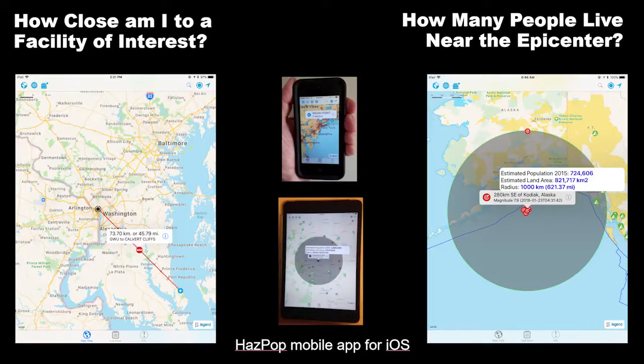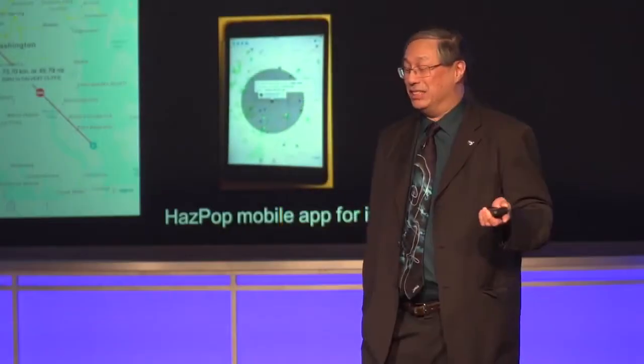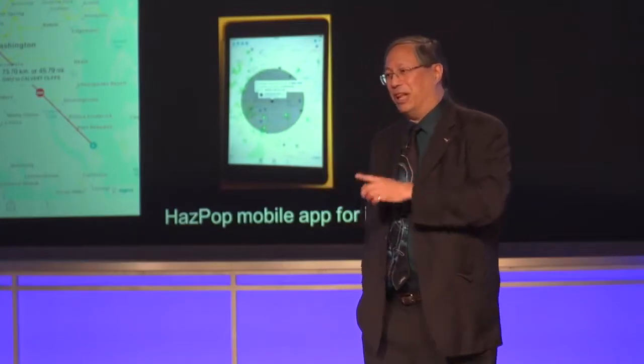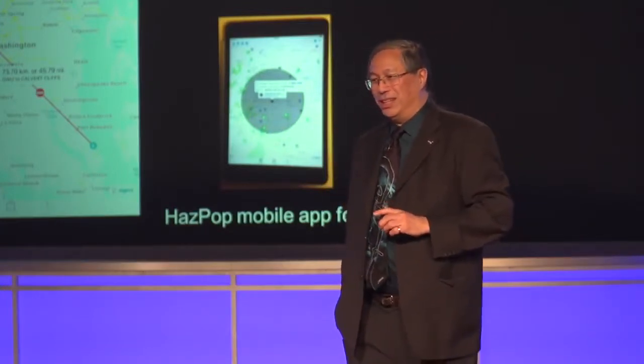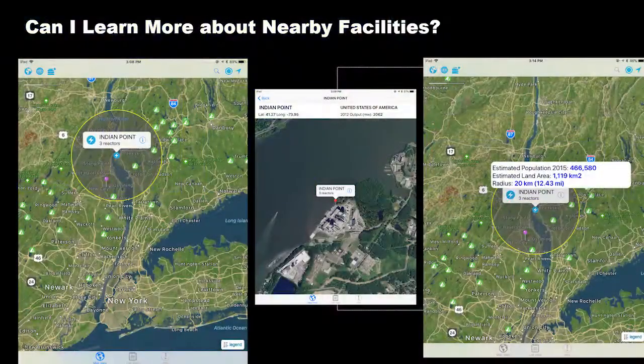or from an event. And of course, if you go to Google Maps, you'll just get the road distance, not the line of sight distance. So this is a very simple query that just allows you to say, well, how far am I away from, say, a nuclear power plant, or, as with the case of the earthquake, how many people are living within a particular distance of the epicenter of an earthquake or some other event. And you may also want to quickly pull up information about those facilities.